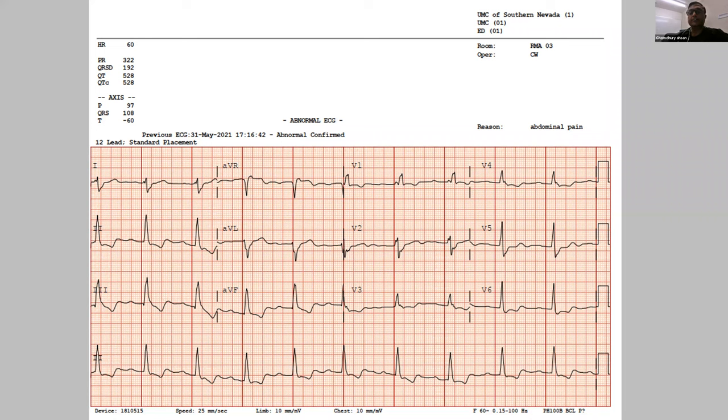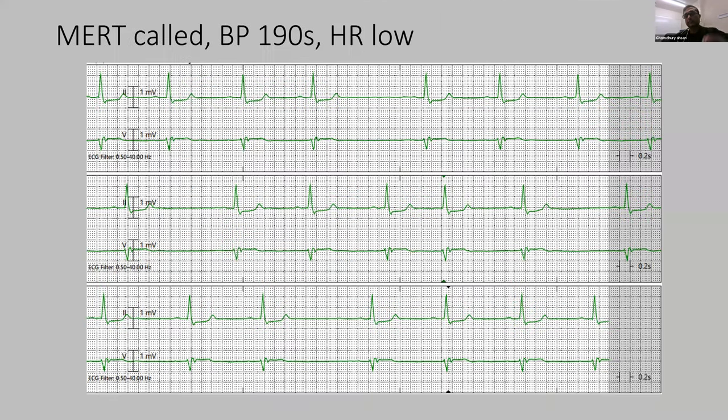You can see there is sinus rhythm and the QRS is widened with right bundle morphology. But then when she was in the hospital, the emergency response team was called in because blood pressure went up, heart rate went down, and this was the rhythm recorded. Any comment? You can start from the top panel and go down and make any observation.